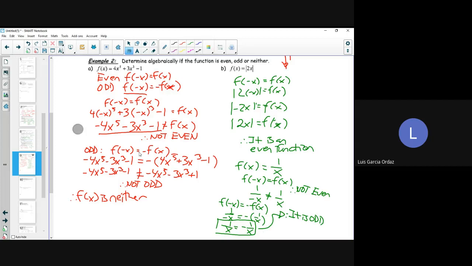Right? So we proved that it wasn't even, and therefore we needed to prove whether it was odd or not. Based off the definition of odd and even symmetry, we were able to determine that 1 over x is an odd function. Okay.